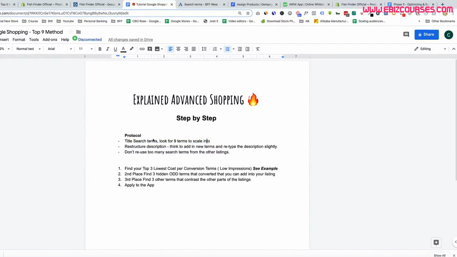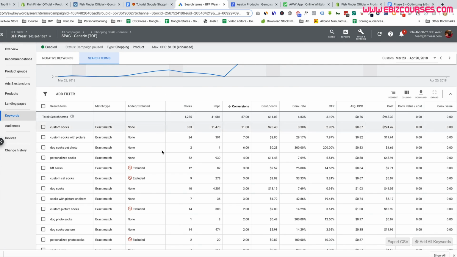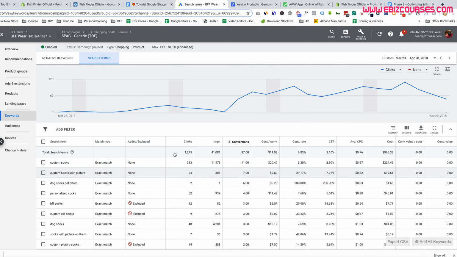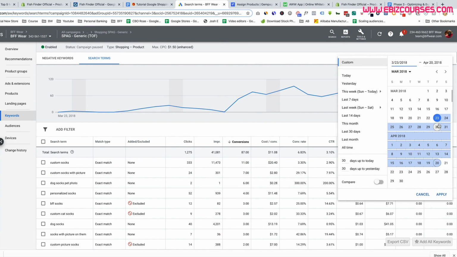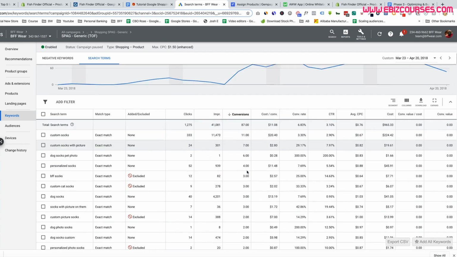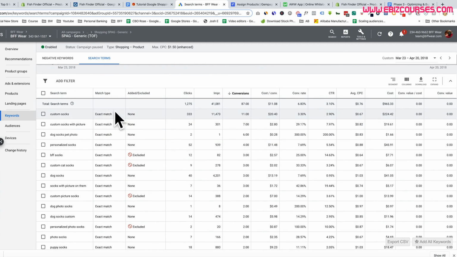All right, guys, so we're going to go over exactly how to do this. And first, let's go into my account. So right here, we have the shopping campaign, and this has been running since about the 23rd. So this has been a little over a month, which is perfect. Now we have enough data, just like how I teach.